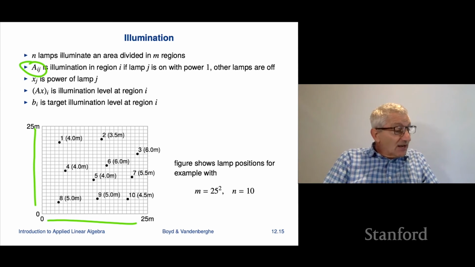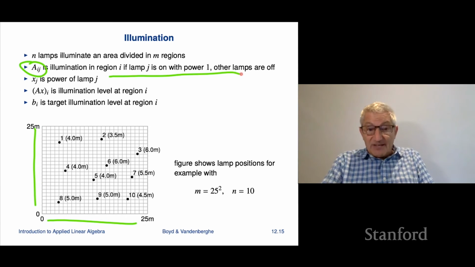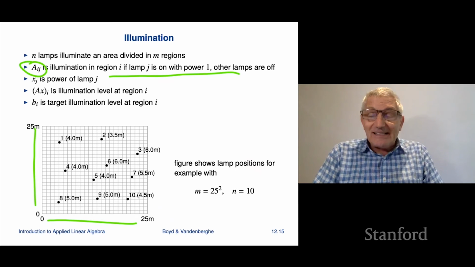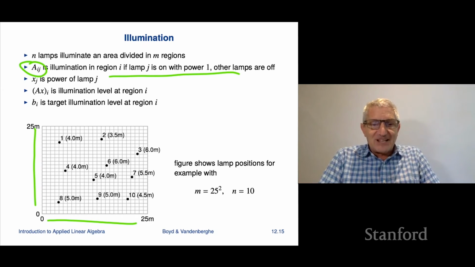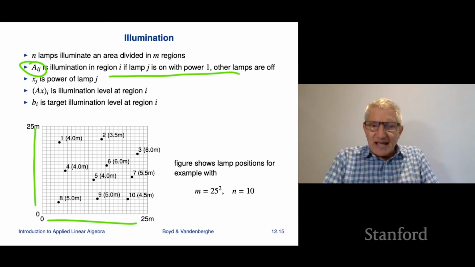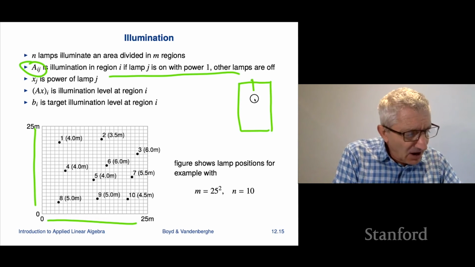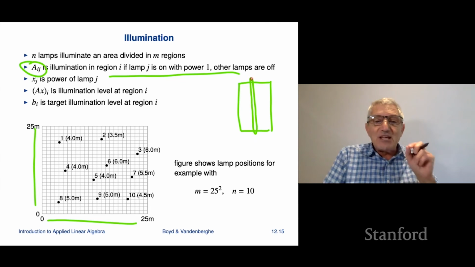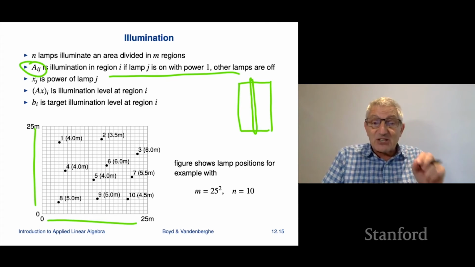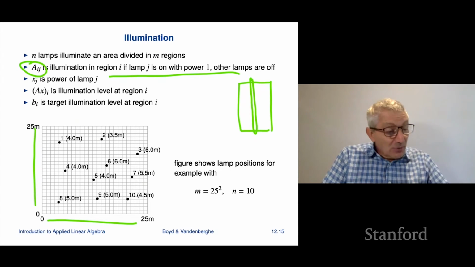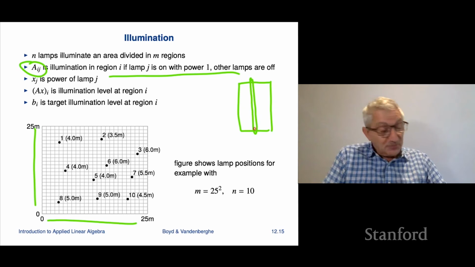Oh, and you'll also see that when I said this experiment of turning lamp j to power 1 and turning all the others off, you should by now be associating that with a unit vector. That's what that is. And that gives a column of A. So let's just talk about A for a minute. So A looks like this, right? And a column of A actually gives you the illumination pattern of that particular lamp because a column is associated with a lamp, right? So presumably all the numbers are positive, right?